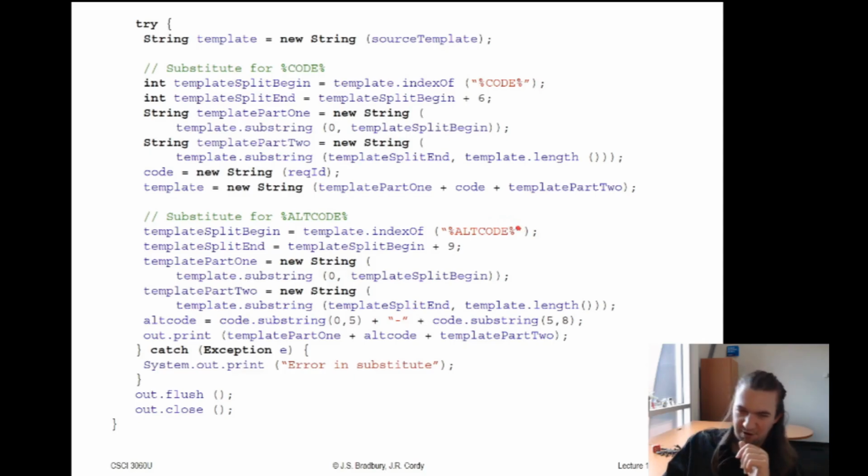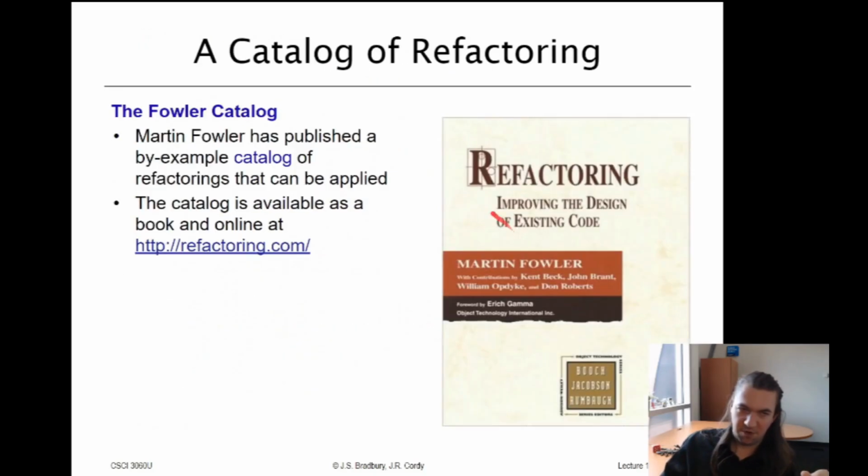%ALTCODE% is 9 characters. So we'll do the same thing. Replace this magic number with the length of the string and replace this stuff in quotes with a variable called pattern.